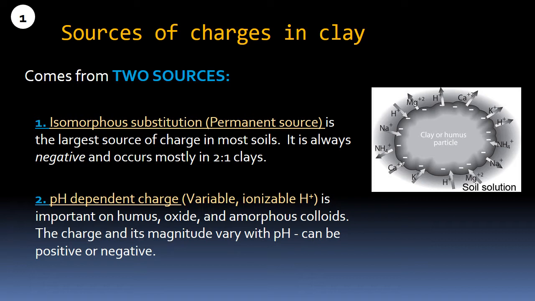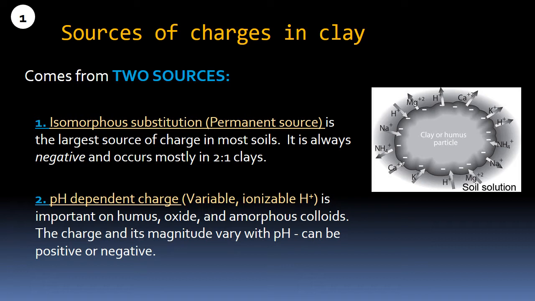When we talk about clays and colloids in general, there are basically two sources of charges. One of them is called isomorphic substitution, which is basically a permanent source, and the second type is called pH dependent charge, which means it is variable depending on the pH.